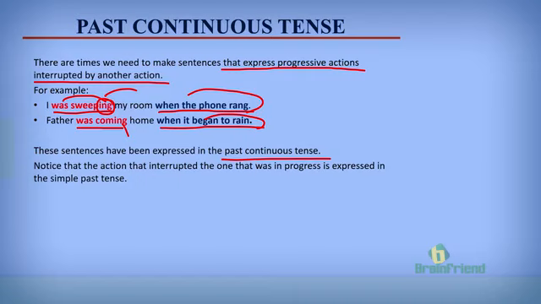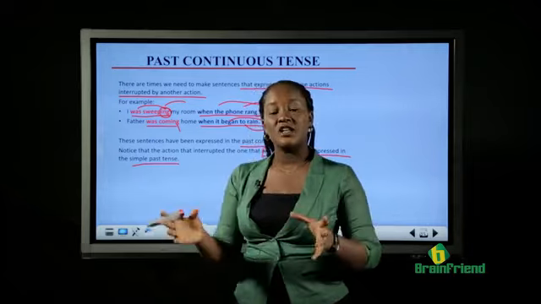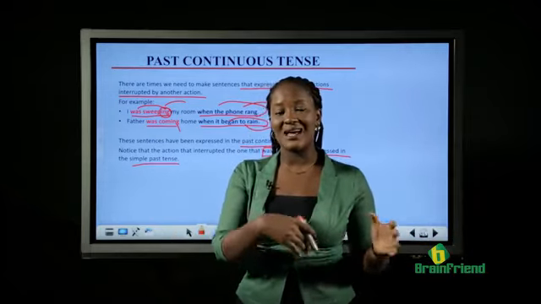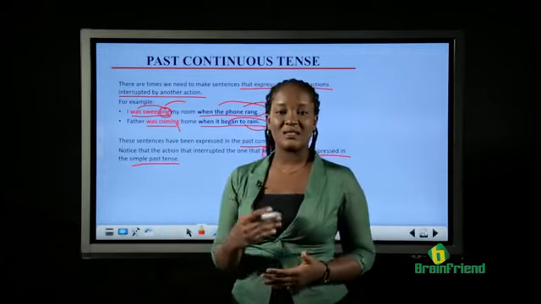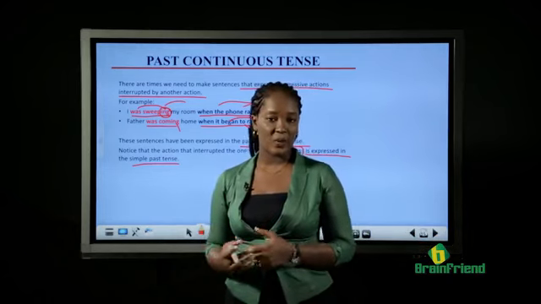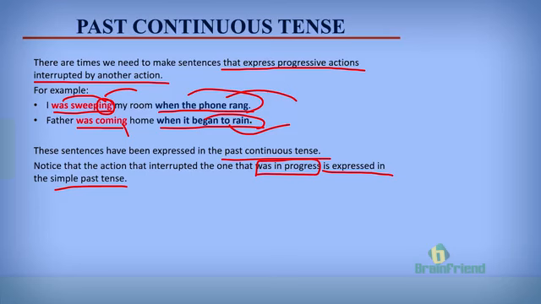And notice that the action that interrupted the other one was in progress and is expressed in the simple past tense. These ones here, these actions, when the phone rang, it began to rain, are expressed in the simple past tense. The actions that interrupted the ongoing action in the past are usually expressed in the simple past tense, just like we have on the board.